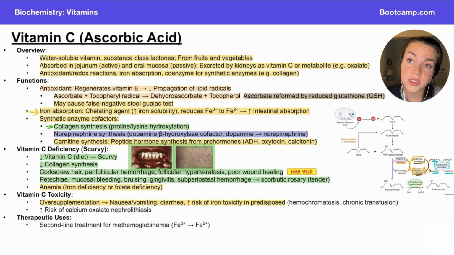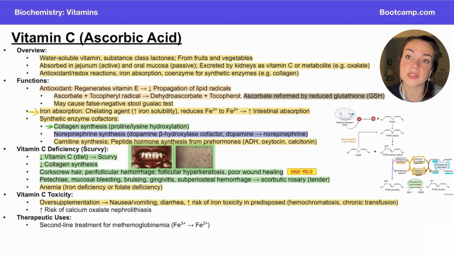People who are predisposed to iron overload are people with hemochromatosis, as well as people who are chronically receiving blood transfusions. Both of those demographics are high risk. Otherwise, you're not super likely to see iron overload in somebody who has no underlying problems with iron.